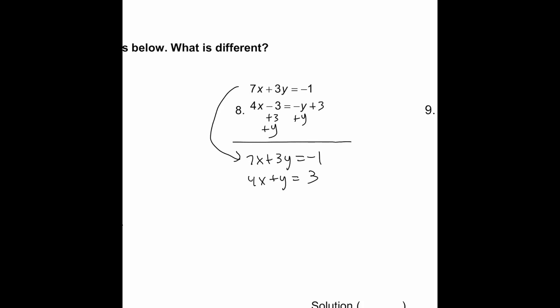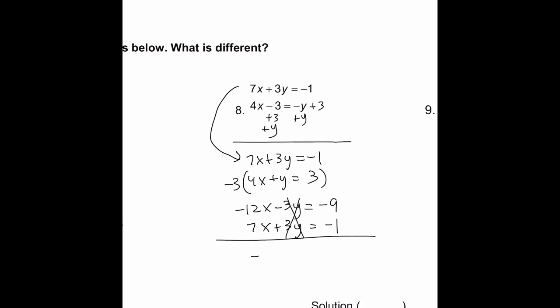Okay. Again, I'm going to try to cancel it out, but 7 and 4 don't really have a lot of relationship, but I know I can multiply over here by negative 3 so that I can make negative 12x minus 3y is equal to negative 9, so that with 7x plus 3y is equal to negative 1, the 3y's can cancel each other out. So that can eliminate, giving me negative 5x is equal to negative 10. X would equal 2.